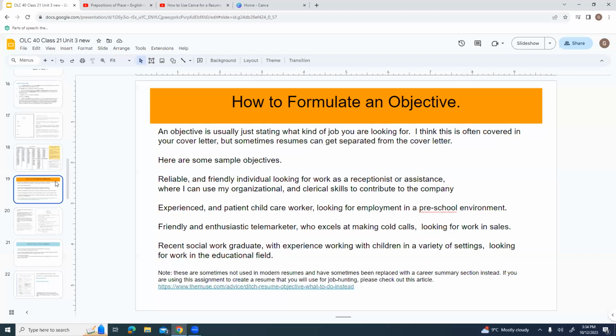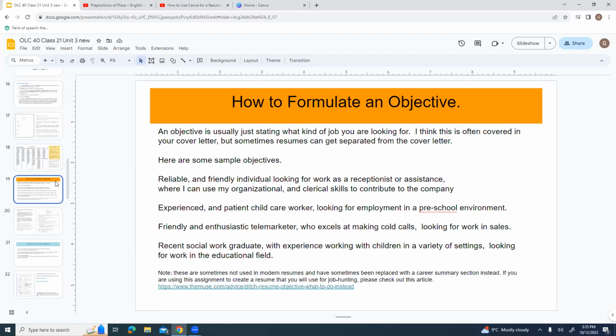Okay, going on to how to formulate an objective. An objective is usually just stating what kind of job you're looking for. It also sometimes kind of wraps up education and skills in a very short sentence. It's usually just one simple sentence.